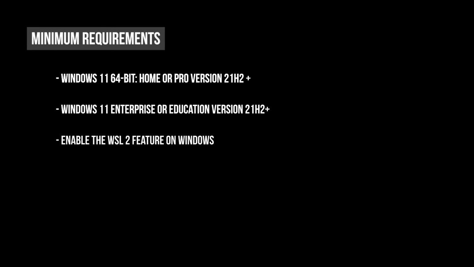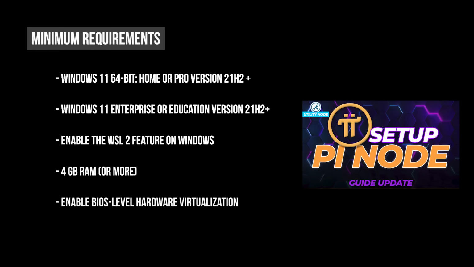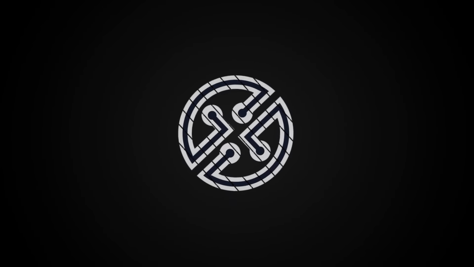You'll need a 64-bit version of Windows 11 Home or Pro, Enterprise or Education version 21H or higher. WSL2 feature needs to be enabled on Windows. You need 4 gigs of RAM, and the BIOS level virtualization support must be enabled. If you're looking to install this on a Windows 10 PC, you can check out this video and I'll walk you through those steps. With all that out of the way, let's go ahead and install it.